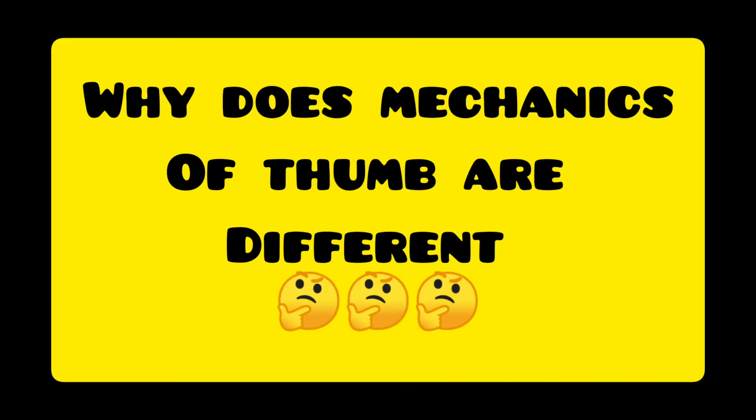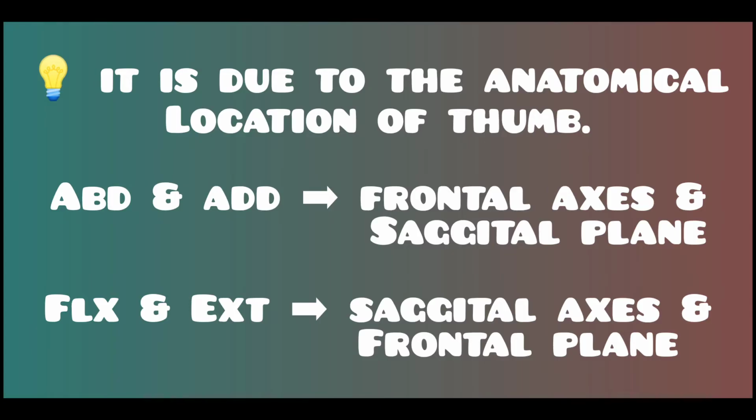Why is the mechanics of the thumb different? The movements of the thumb take place at different axes and planes as compared to other body parts. It is because of its anatomical position. The movement of abduction and adduction of the thumb takes place at a frontal axis and a sagittal plane, while for all other joints it doesn't happen like that. On the other hand, the movement of flexion and extension of the thumb takes place at a sagittal axis and the frontal plane, which is totally different from the mechanics of the other body parts.